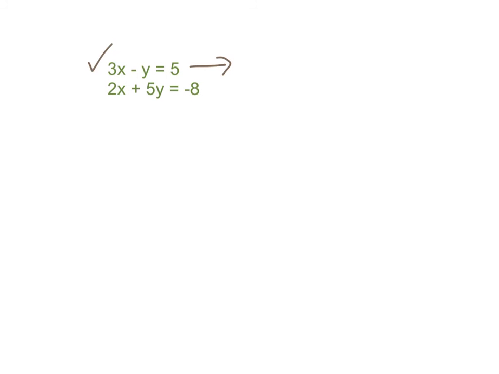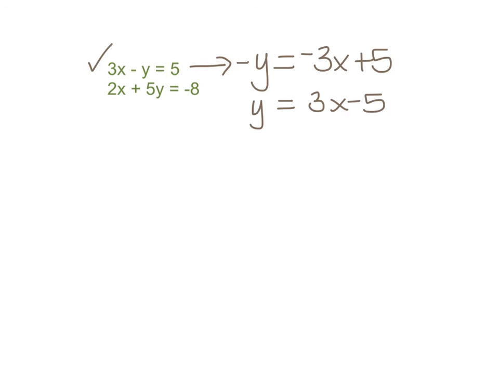So if I subtract 3x from each side, I get negative y equals negative 3x plus 5. I want y to be positive, so divide each side by negative 1, and I get y equals 3x minus 5. Now I have my y equals, and I can substitute 3x minus 5 in for y in either of these equations. I'm going to use this equation because I transformed the other one. Either equation would work.